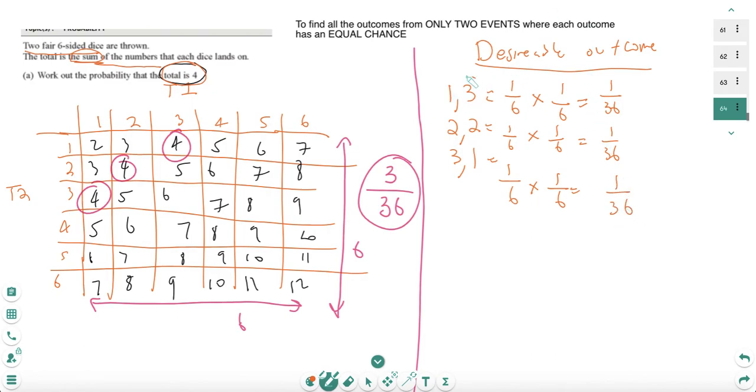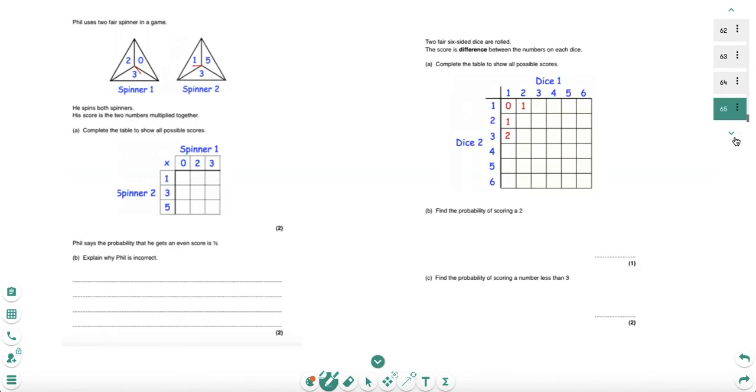So we want this outcome here, or this outcome here, or this one. So we're going to add up these 3 fractions, all right? And 1/36 plus 1/36 plus 1/36 is 3/36. So this is another way of solving this problem, okay? Writing down all the outcomes that add up to 4, finding the probability of each number, multiplying them, and adding up the 3 answers you get, okay? Next, you can do this one by yourself. And we'll move on to some harder stuff now.